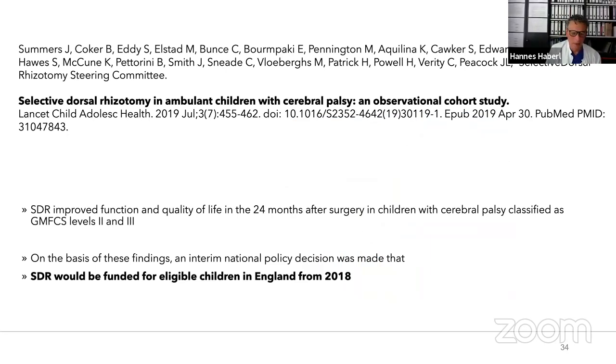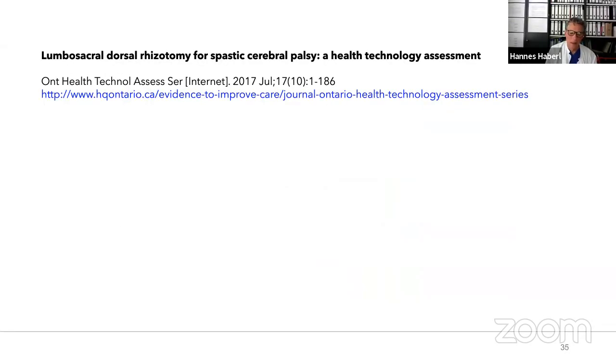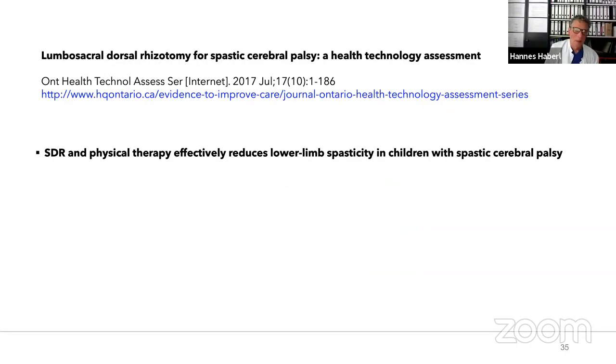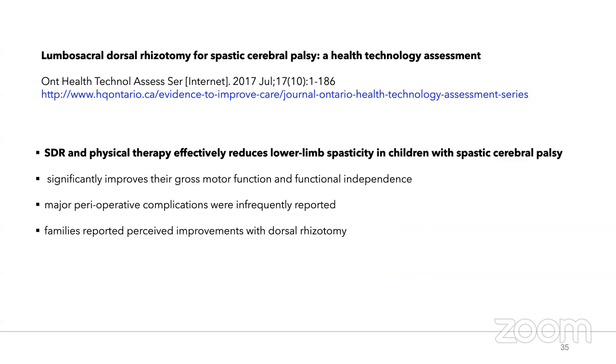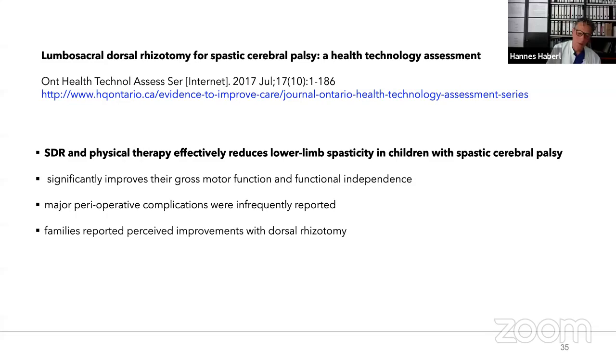Currently, evidence increases. This British study initiated the national decision to fund single-level SDR in England. And this Canadian study also was the basis for the decision of Ontario to integrate SDR as a basic treatment.